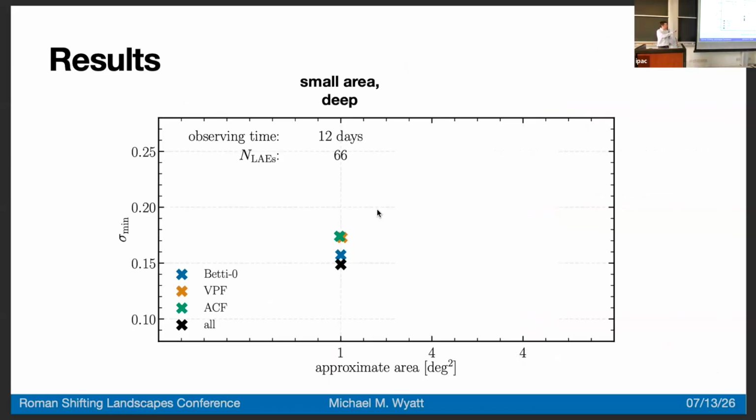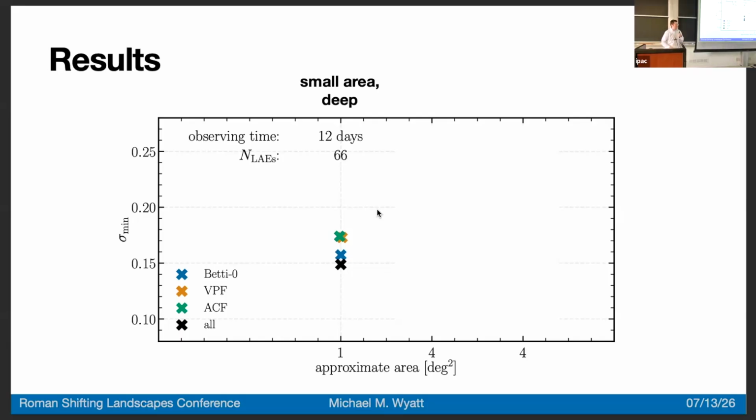The different colors here show the results for the different statistics. Again, these are all for, at first, the small area deep survey. I've listed again the observing time at the top and the number of Lyman alpha emitters that we might expect from this survey configuration. And the y-axis here again shows that minimum uncertainty that we can get using each of these statistics. So I'd like to point out just a couple of things. First is that the angular correlation function and the void probability function perform about similarly, somewhere around 0.17. The Betti curve does slightly better than each of those, somewhere around 0.15.